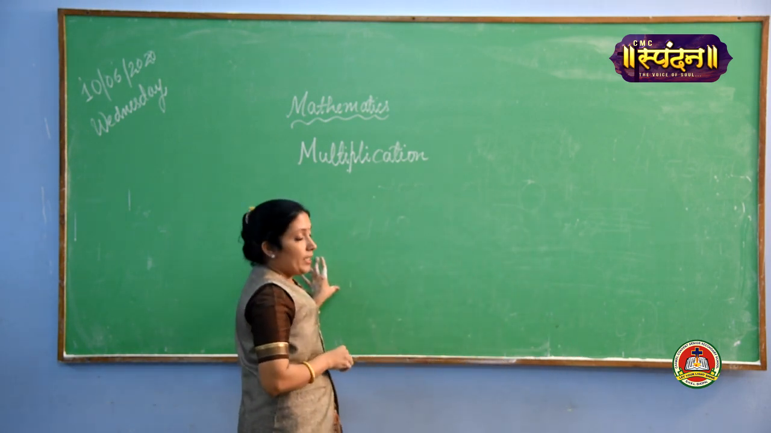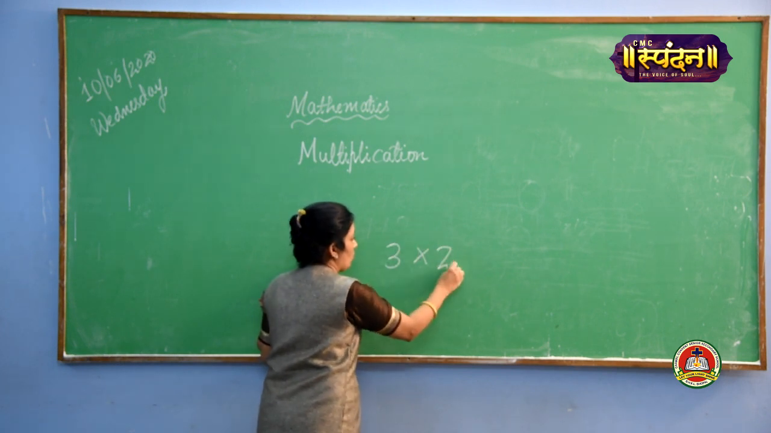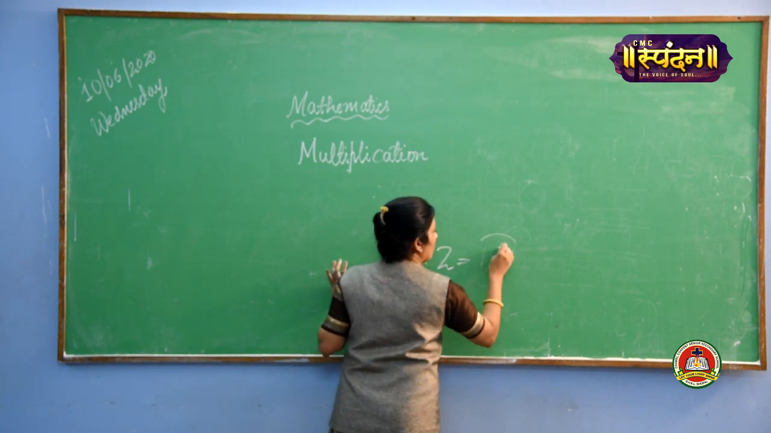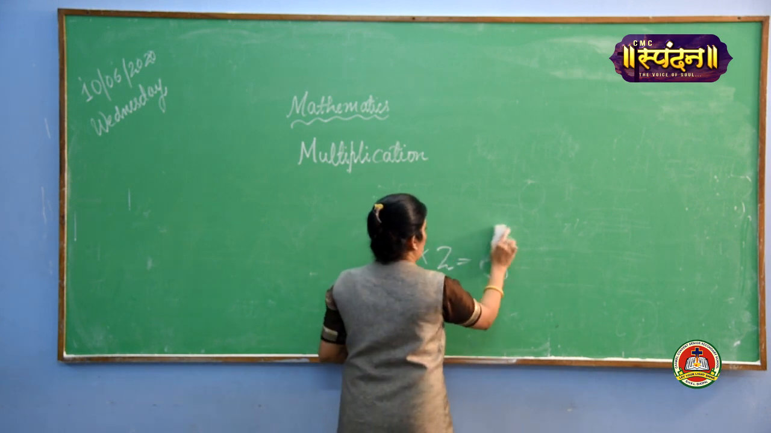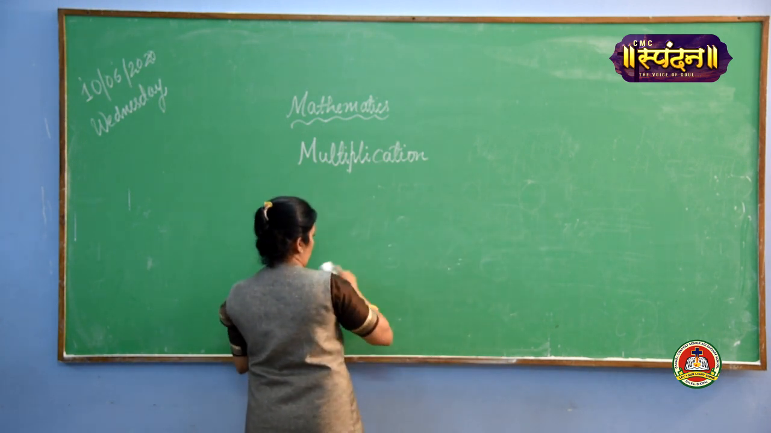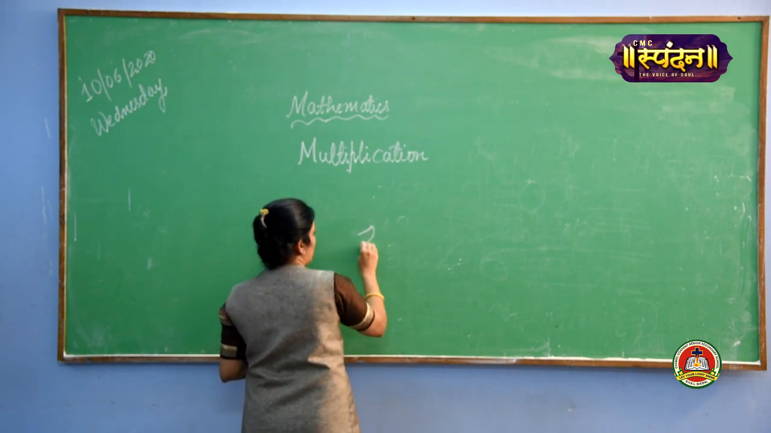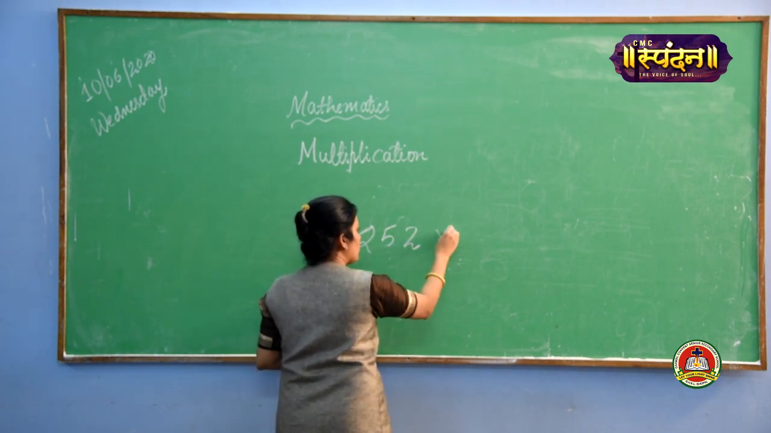See, I am taking a number 3 into 2. So whatever we are getting, what we have studied, what is this called? If I am taking this as 6, let me have a large number. Rather than going for small numbers, you will be more comfortable because you have to learn how to multiply the large numbers. 252 into 3.